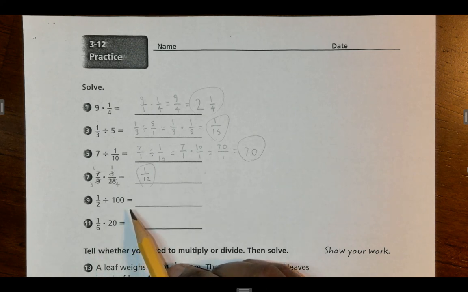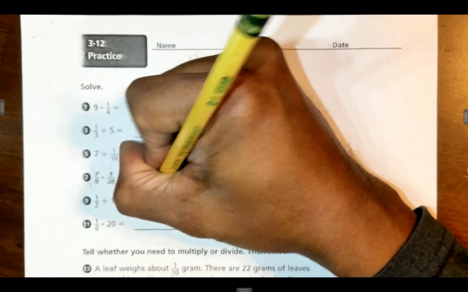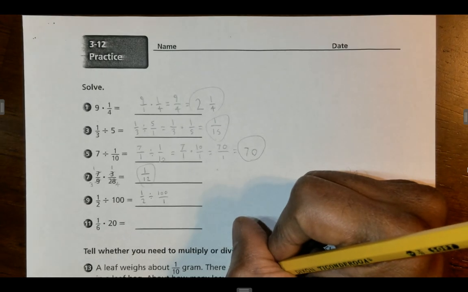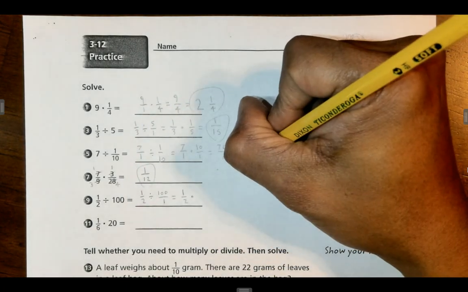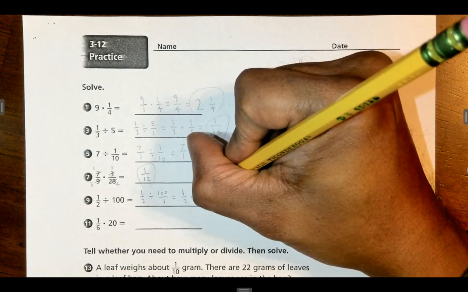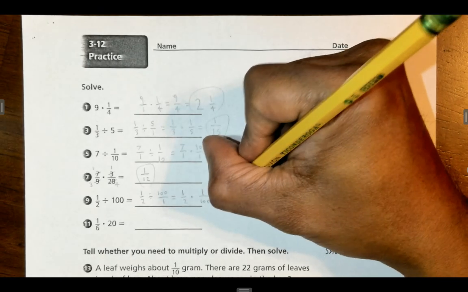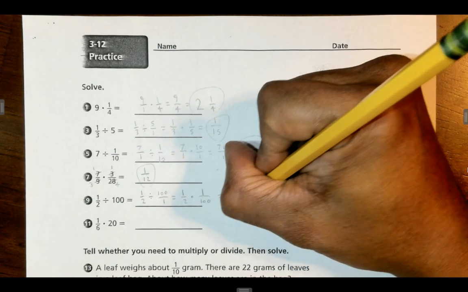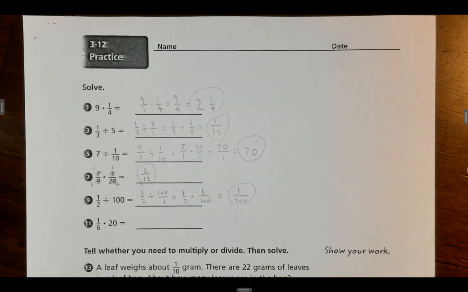1/2 divided by 100. Let's rewrite that whole number as itself over 1. Let's keep what's on the left the same. Change the symbol from division to multiplication. And flip what's on the right. No cross-canceling, so multiply across the top. 1 times 1 is 1. Multiply across the bottom. 2 times 100 is 200. 1 200ths.